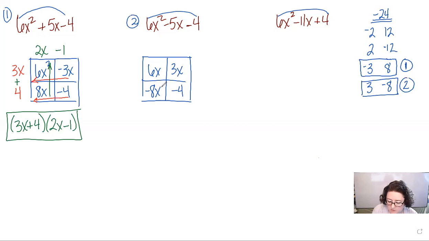So again, let's go rows and columns. If I go across my rows, that was a 6x squared, let me fix that. There we go. So 6x squared and 3x, they have a 3x in common. Negative 8x and negative 4, well, now they have that negative 4 in common.